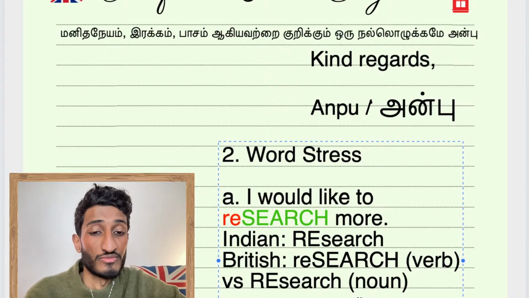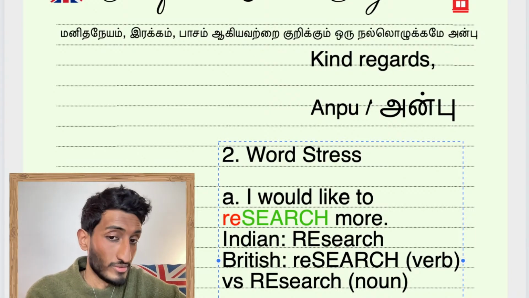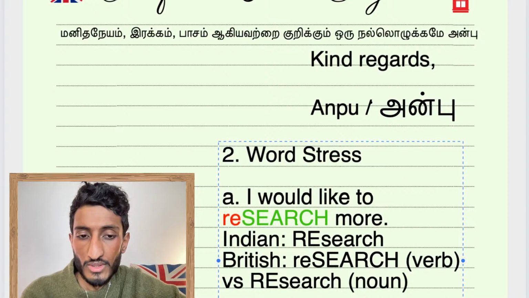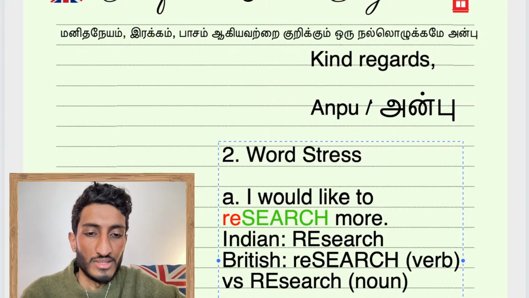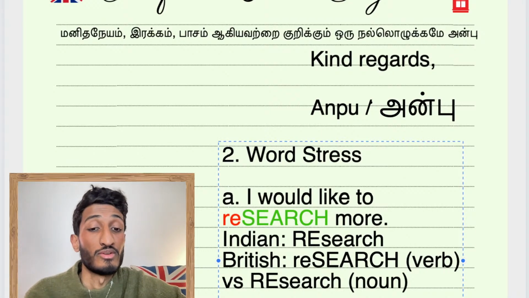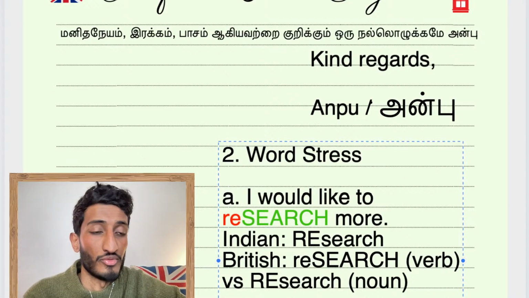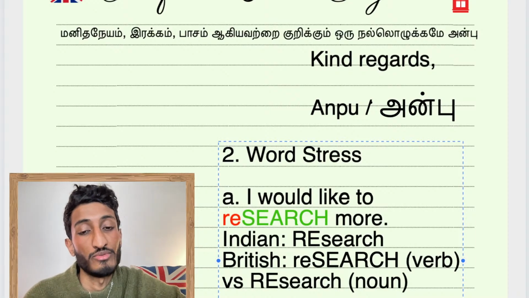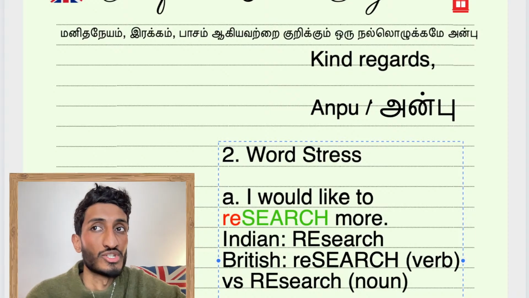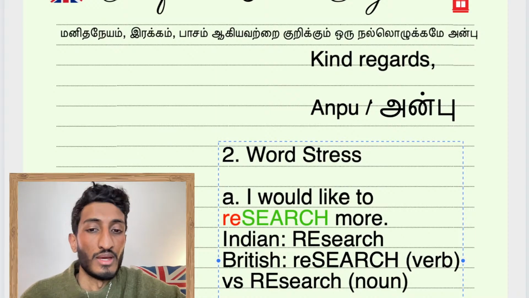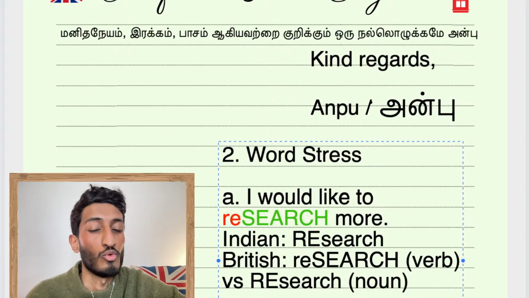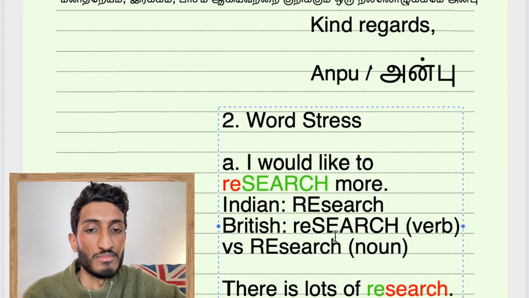But if I said there is lots of research, you see how that's used as a noun? It's not a verb. So in that case, we do want to put the emphasis and stress on this bit. There is lots of research on this topic. We don't say there is lots of research on this topic. But then when using it as a verb, I would like to research more. So that would be the main difference there.